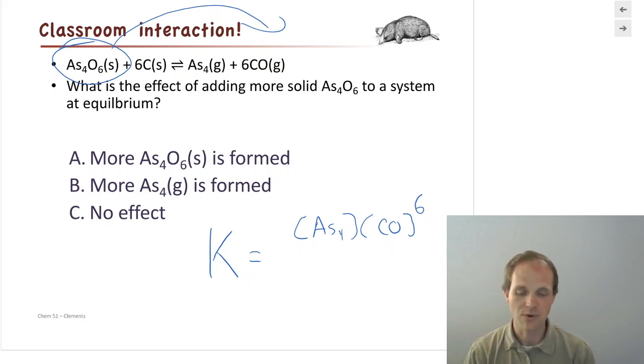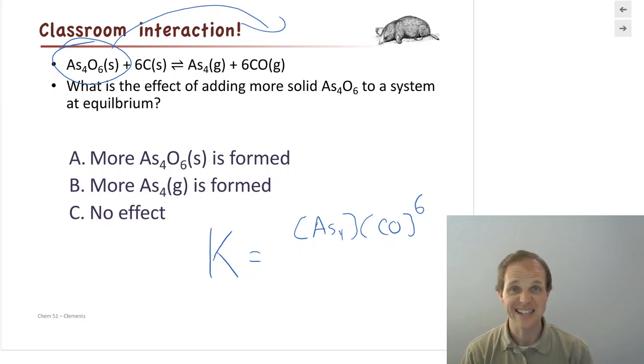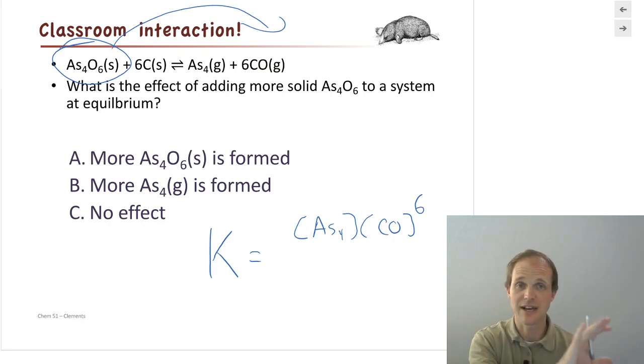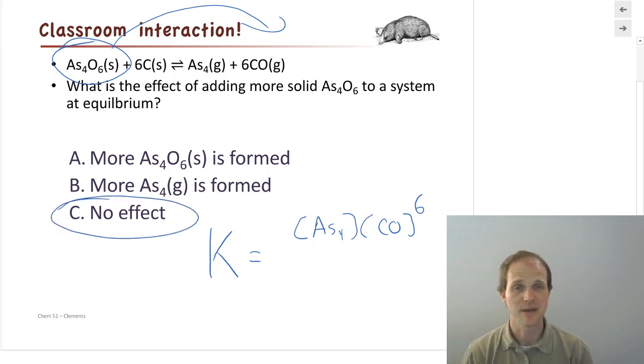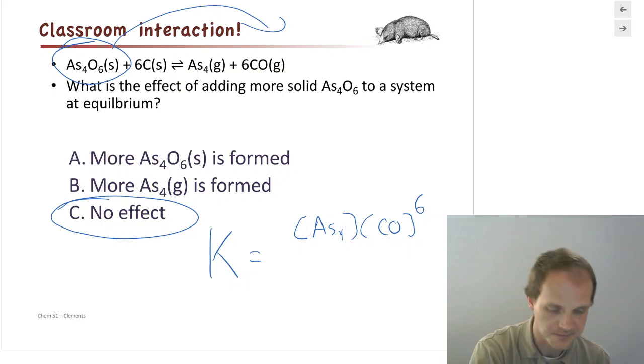So if we add more, does it affect Q? Remember, K and Q have the same form. So does it affect Q? And the answer is no. I can add as much As4O6 as I want, and it doesn't affect my equilibrium because it's not part of the K expression. Remember, Le Chatelier's principle always comes down to the K expression. It's a nice way of getting around doing all the calculations, but it always comes down to the K expression. So in this case, since it's a solid, it's not going to affect my K, it's not going to affect my Q, and so adding that solid is going to have no effect on my system. Now, it was a little tricky, but I hope you understand the reasoning behind it.